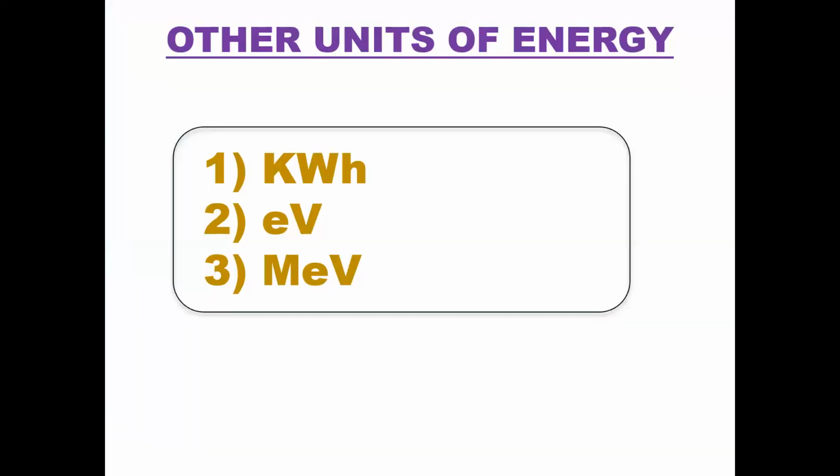Now, what are the other units of energy? Kilowatt hour, electron volt, and mega electron volt. Okay. I have made the introduction. I have made some initial concept. I'm putting my first question. Kilowatt hour is used when the energy size is very big. Like our electricity bills, they come in kilowatt hour. Now tell me when electron volt is used.